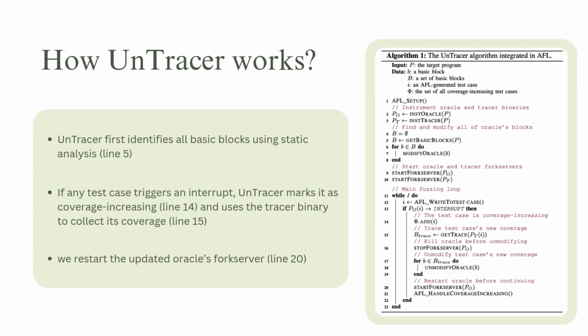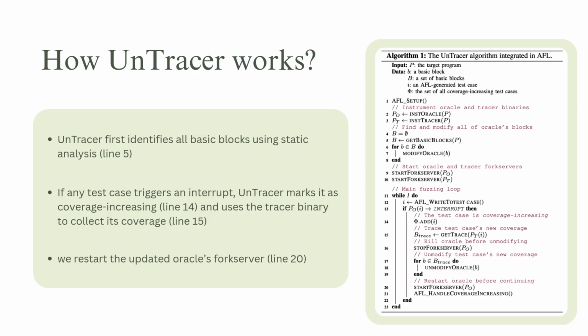Now, we enter AFL's main fuzzing loop. It generates test cases one by one, and each test case is first executed on the oracle binary. If it triggers one of the interrupts, we know it's exercising a new basic block, so it's marked as coverage increasing, like shown in line 14. At this point, onTracer runs the same test case on the tracer binary to collect full coverage information, to log every block that the input touched in line 15.